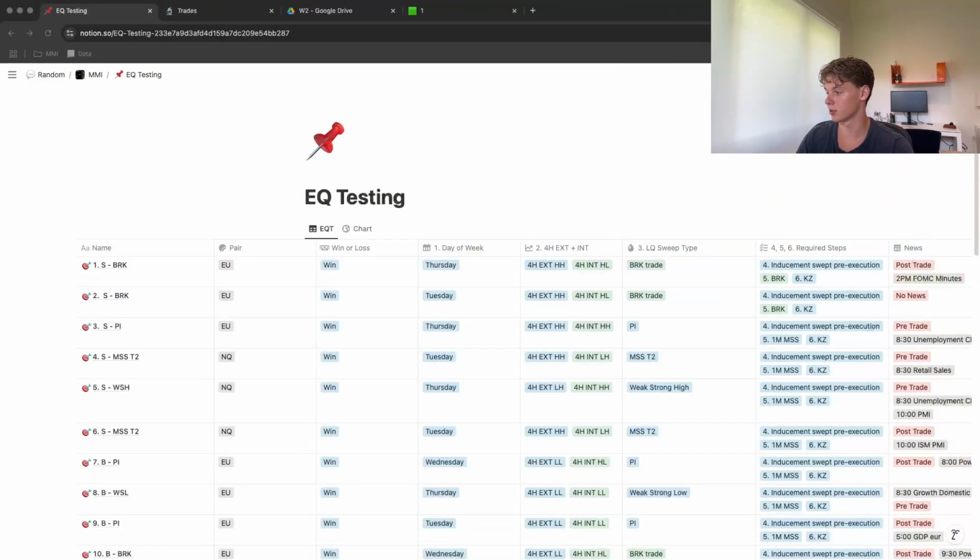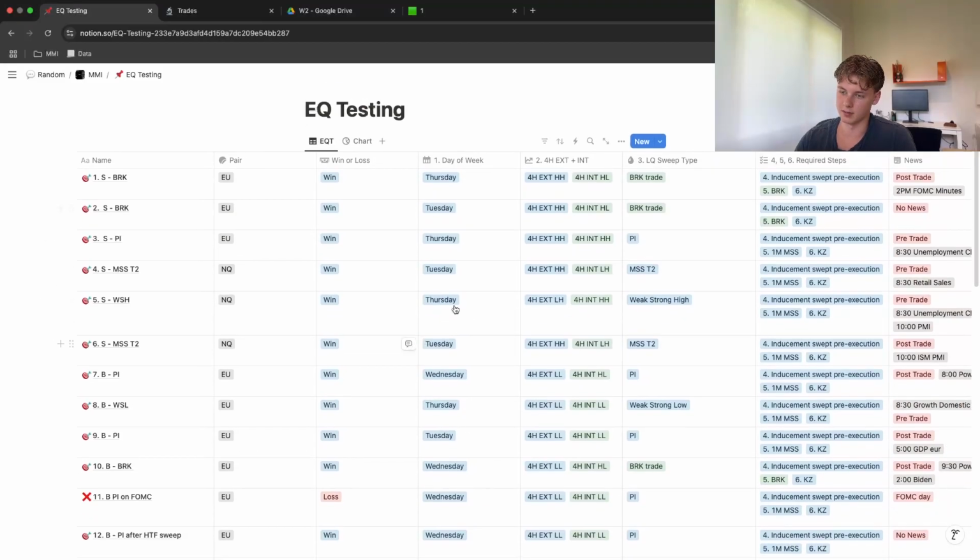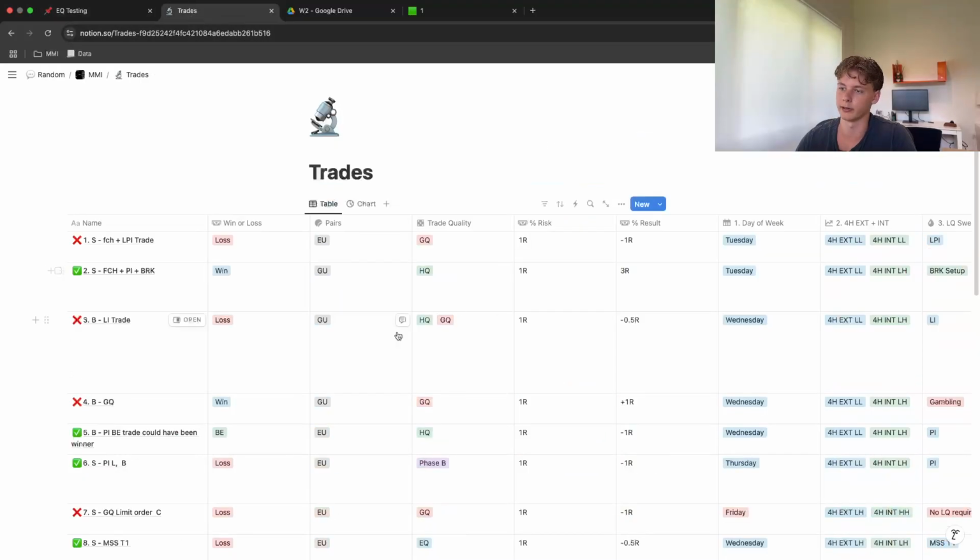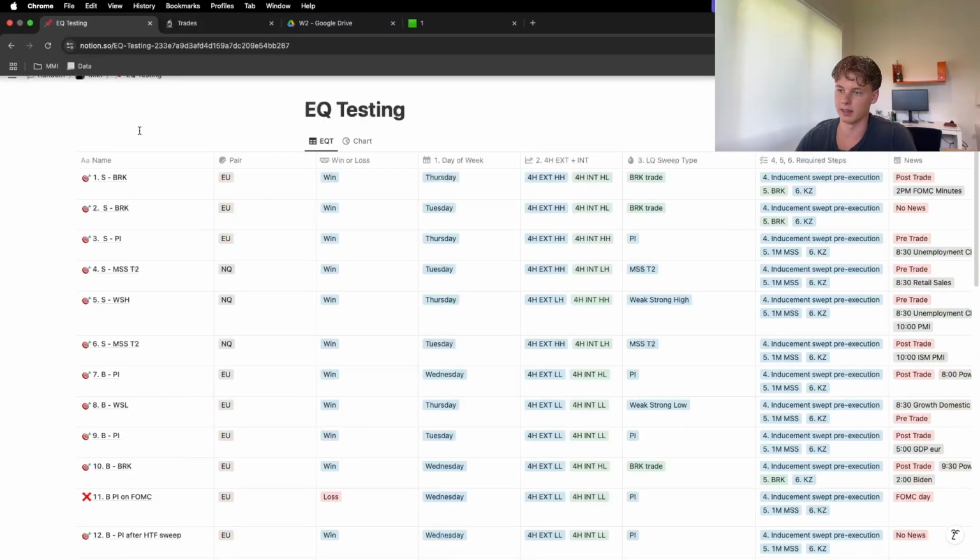It's really important that you figure out what type of journaling works for you, because this is how I used to journal. Oh, can't see my screen. This is how basically I used to journal. This is a bunch of winning trades. I didn't journal the losses in here. Here I journal the losses. But this is how I used to journal, right?